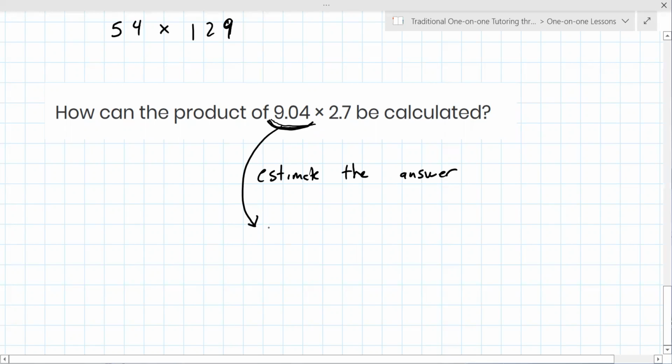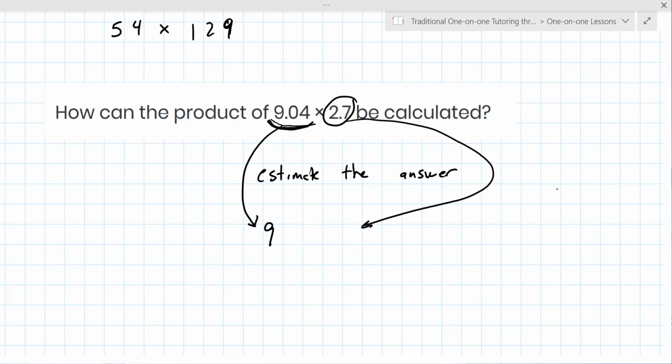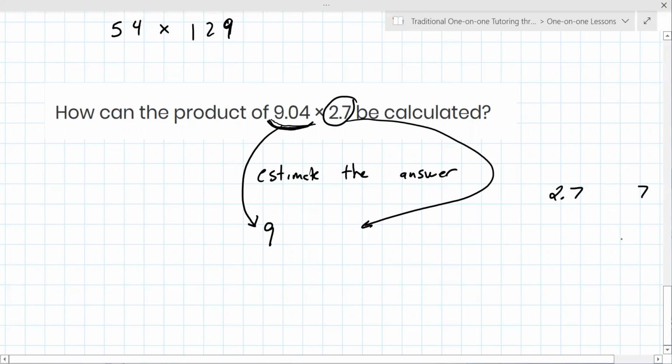9? 9, yeah, I would agree. Okay. Now this 2.7 is a little bit more difficult. What's a number that's easy to multiply that's near 2.7? 7. So 2.7 and 7 are very far away. Like on a number line, if this is 0, 2.7 is about there, and 7 is about there. So is there something a little closer to 2.7?